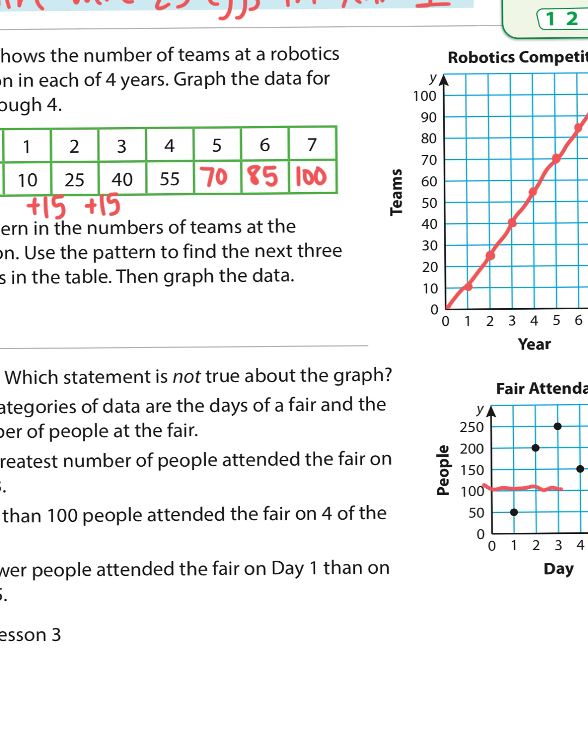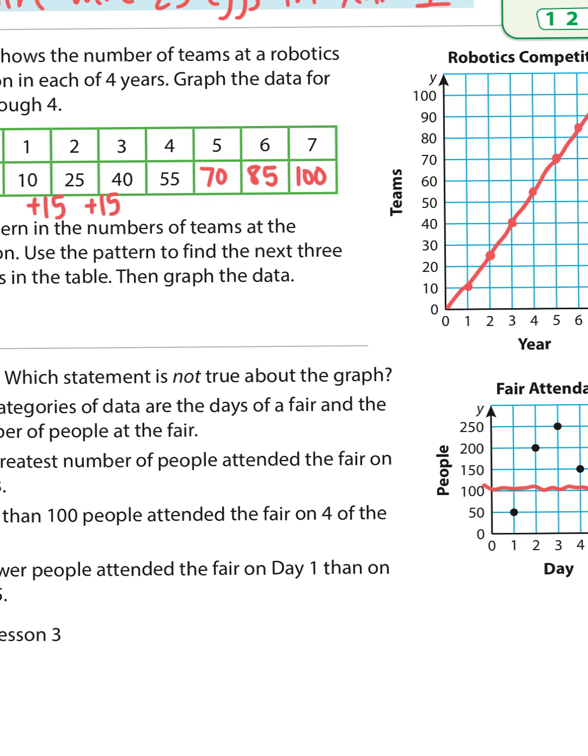So remember when we earlier drew that line and we were looking above it, it says more than 100 people. So I've got to look above that 100 mark. Okay, so that one says more than 100 people attended the fair on 4 of the days. How many days were there more than 100 people? 1, 2, 3. So is that true? False. On 4 of the days, there's only 3. I have 1, 2, 3 days. So that is false. I was right. This one is probably going to be my answer, but let's look at D.